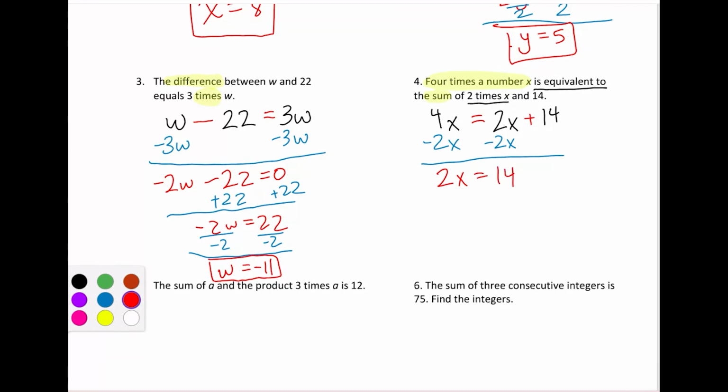And then we want to divide both sides by 2. So x equals 7.